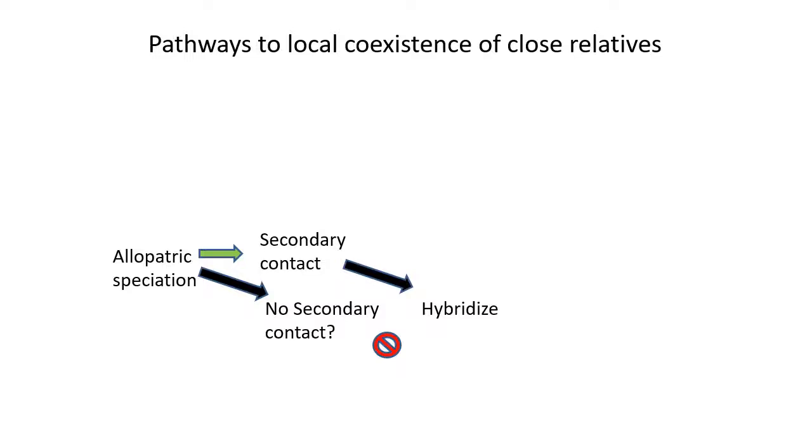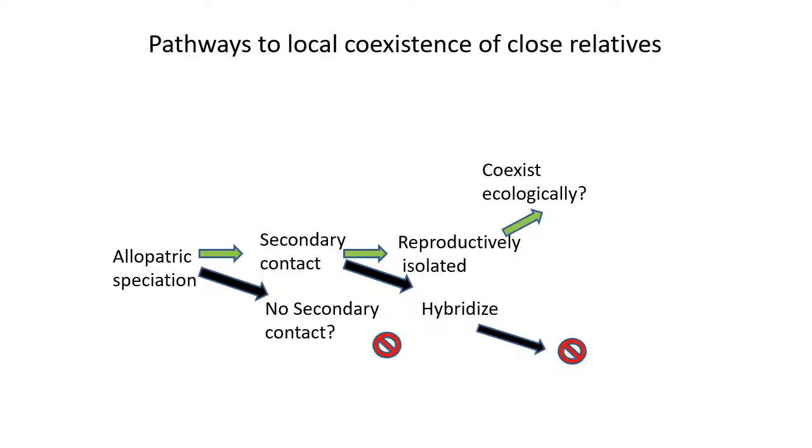So if we think about what are the pathways that have to be satisfied for coexistence of any species, we might think that there's some allopatric speciation event, that if these species never come into secondary contact, well, then they'll never coexist. So, okay, they have to come into secondary contact. If at that contact they hybridize, they're also not going to coexist. They're going to collapse back into one species. So then, if they're reproductively isolated, then can these species coexist ecologically? So they're not excluding each other through either competition or higher order interactions or whatever mechanisms we know result in exclusion. And if they can't, they also won't coexist. So really we need to satisfy all of those criteria to get local coexistence.